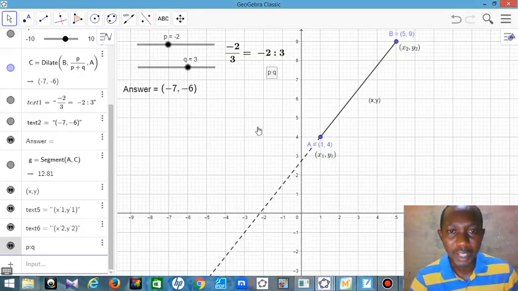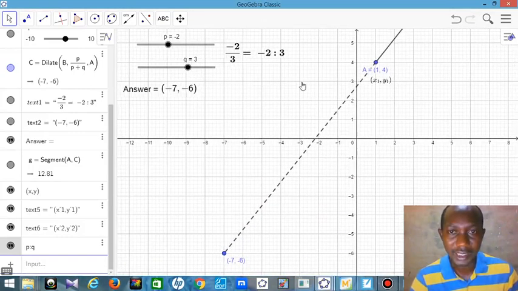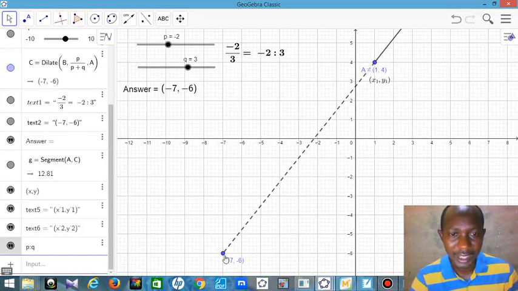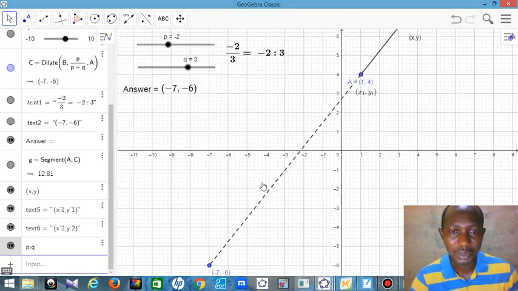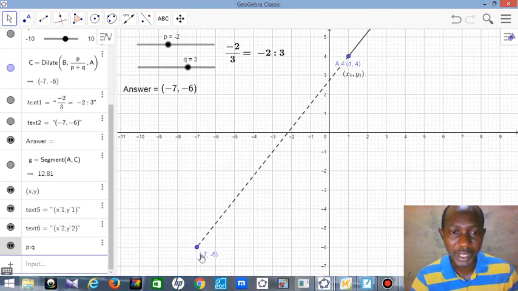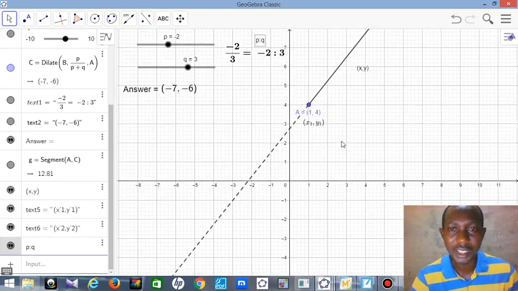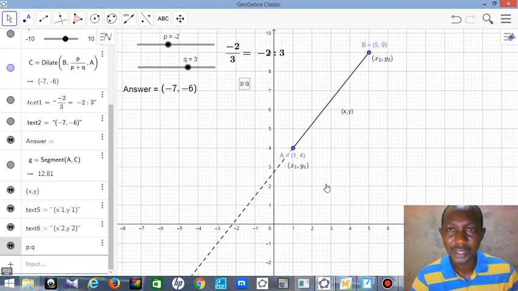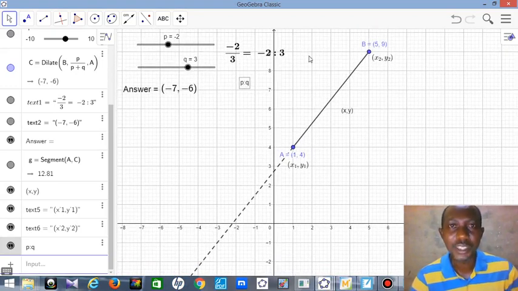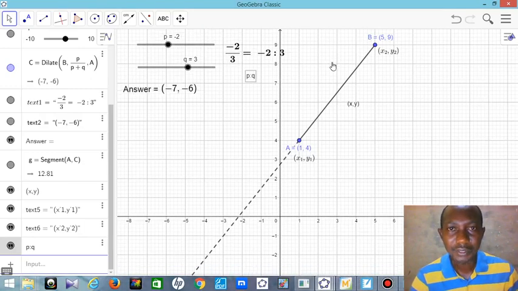So the formula applies for both external and internal. You can see it. For external, the division point will be outside the line. So take note of that. That is why the point minus 7, minus 6 is not inside the line. You can see it's outside the line. So take note of that. So this is the end of our class of today.